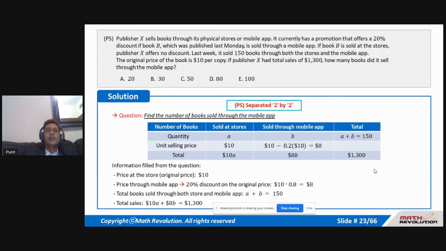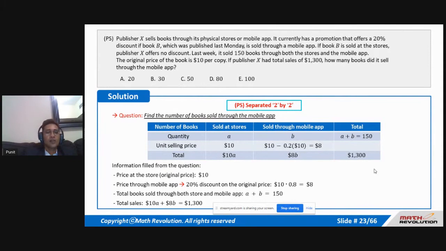If book B is sold at the stores, publisher X offers no discount. Last week, it sold 150 books through both the stores and the mobile app. So what I could understand so far is that publisher X has two modes of selling the books, either through a physical store or through a mobile app. In this case, store and mobile app cannot be complementary, so we understand there are two different things here.